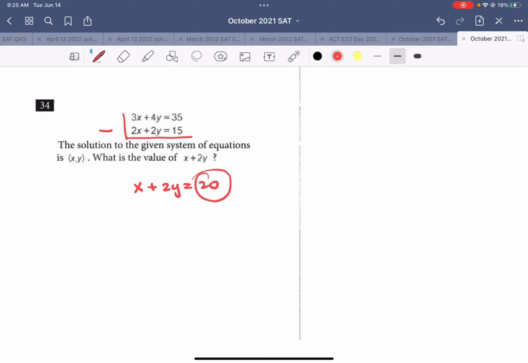It doesn't always work this way, but in this one you can see that when you subtract, you get that expression.